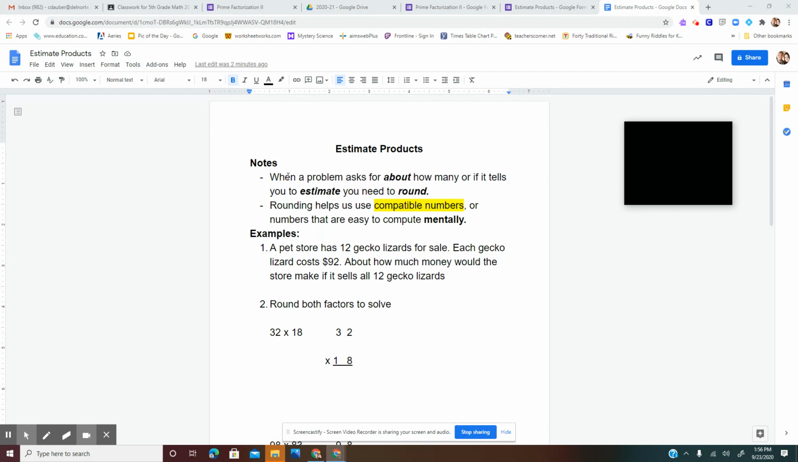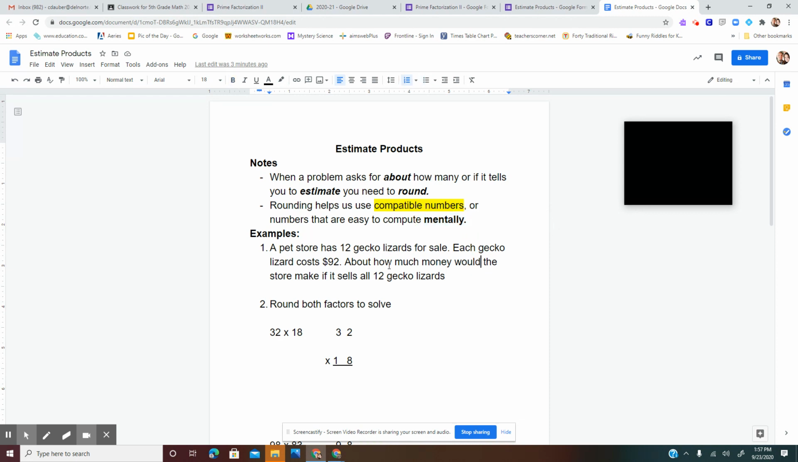Here's the first note. When a problem asks for about how many of something, or if it tells you to estimate, you know you need to round. Anytime a problem says about how many, or if it says estimate, you always round before you solve the problem. Rounding helps us use compatible numbers. And what are compatible numbers? They are numbers that are easy to compute mentally.